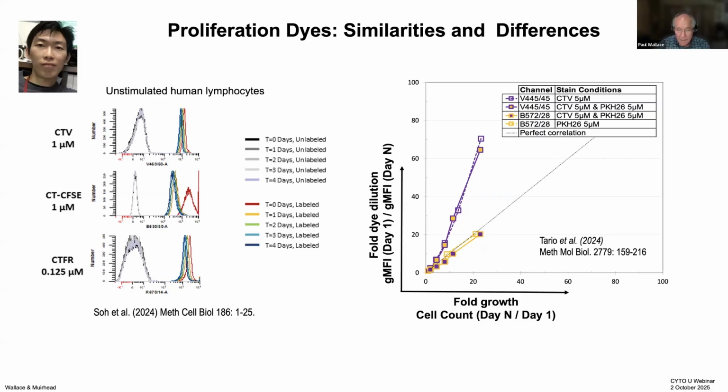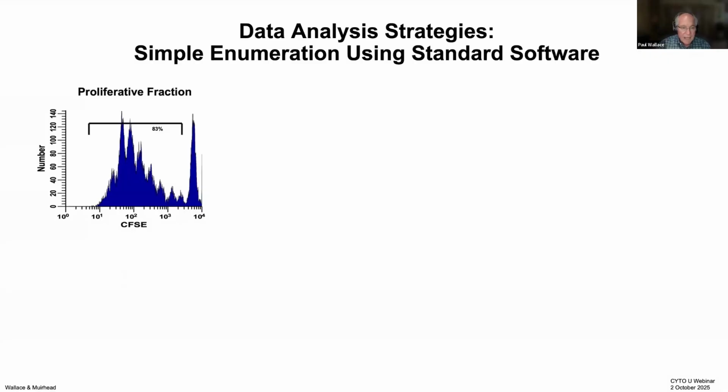It's really a nice piece of work, having both of those, doing the double staining with the protein and lipid dyes. The analysis here of proliferative fraction, which is the percent of cells that have divided at least once during an assay, is probably the most frequent and easiest metric to use to report dye dilution data. It only requires standard cytometric software and a stained but unstimulated control to establish the region where the undivided cells are located.